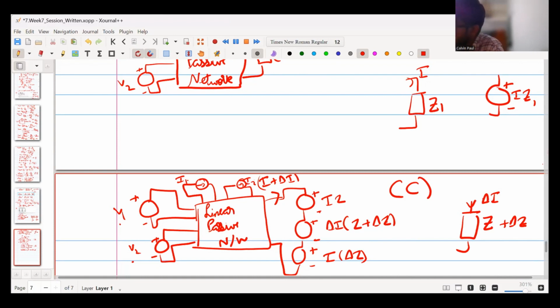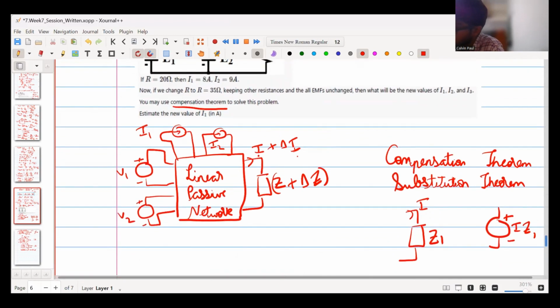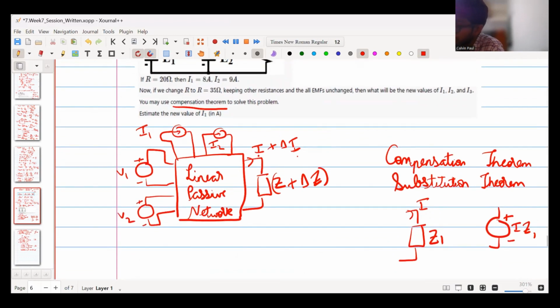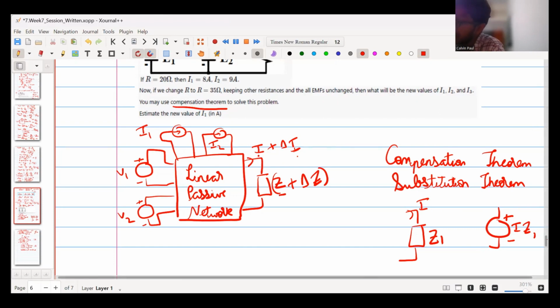So I'll repeat once more. This is my linear passive network. It consists of just passive elements and your voltage sources, current sources, etc. They are present. There is one impedance Z. It gets changed by some value delta Z. So if this impedance has changed, then your current also has to change. So it becomes delta I.